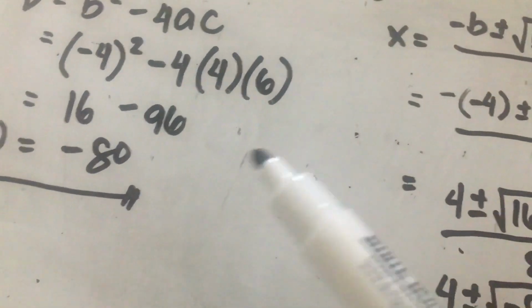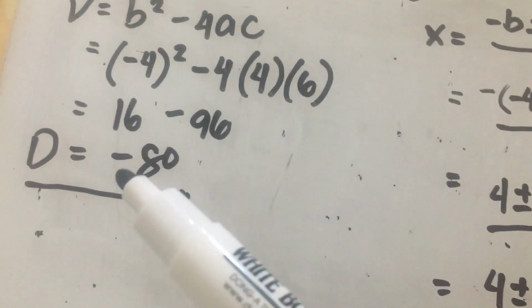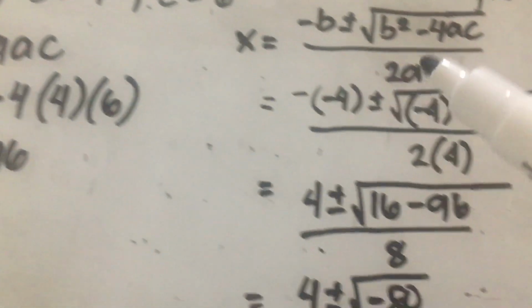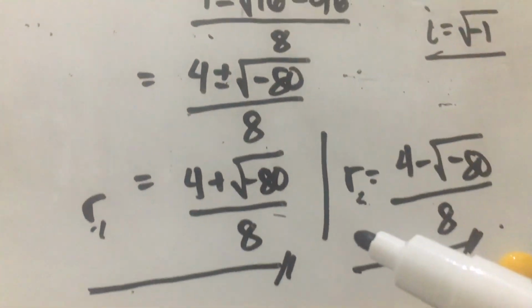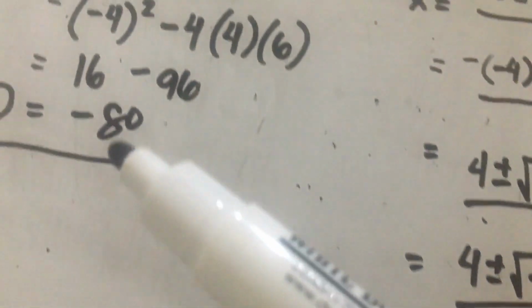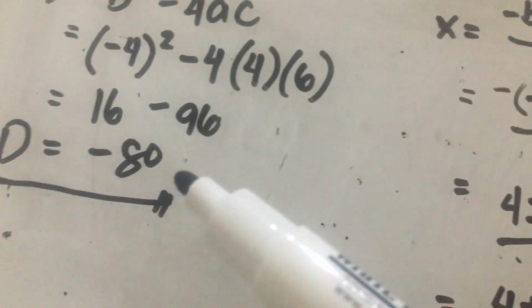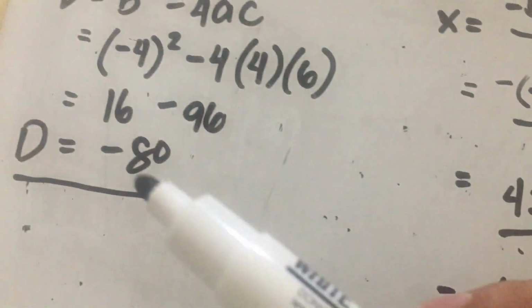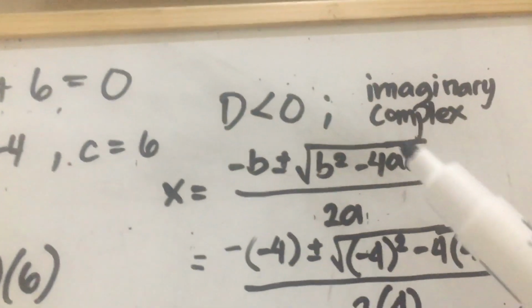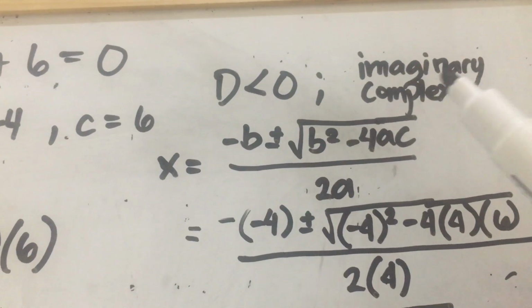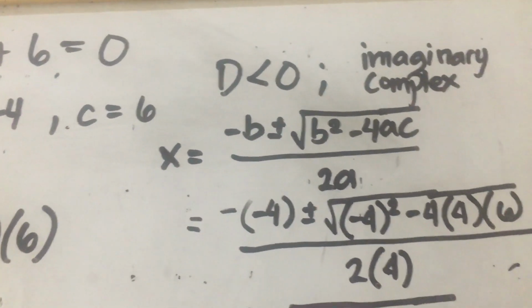It's very important that you base on your discriminant because it matters to your final answer. So again, if your discriminant is less than 0, like for example negative 80, your roots are imaginary or complex numbers.